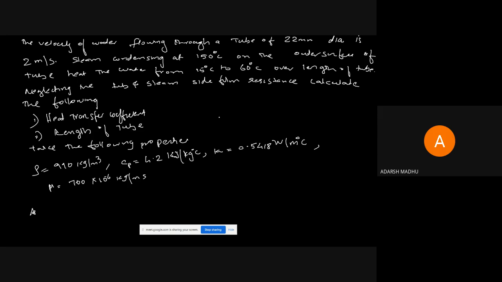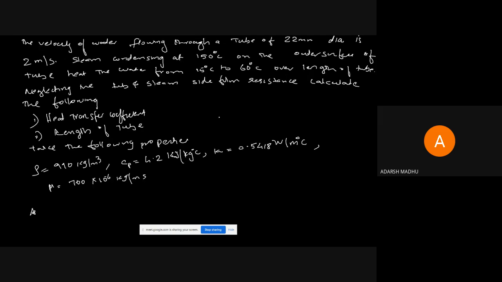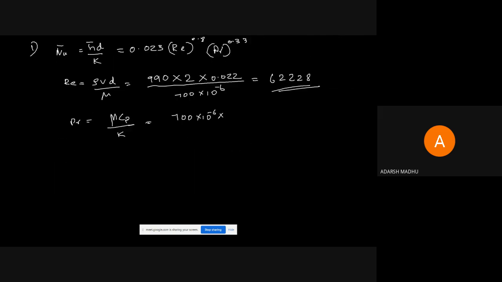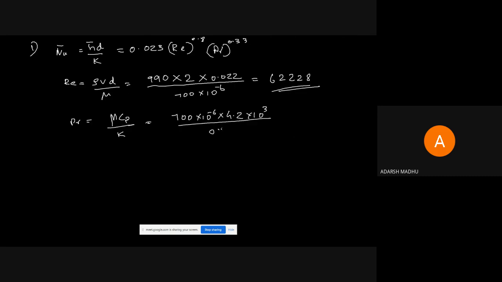So you want to convert the kilo into watt. So 4.2 kilojoule is given, so you take 4.2 into 10 to the power 3 to convert kilo, divided by the k value, which is given as 0.5418. So you can find the Pr value: 700 into 10 to minus 6 into 4.2 into 10 to the power 3, divided by 0.5418.